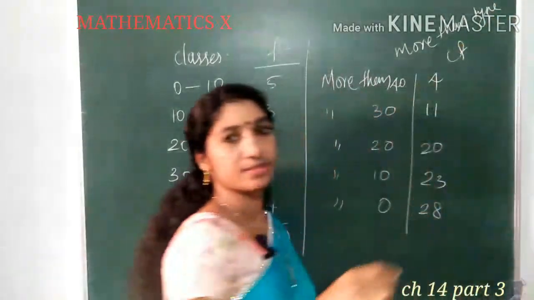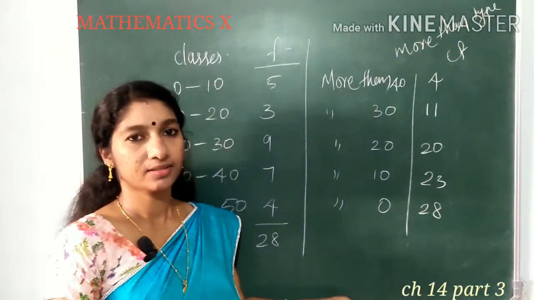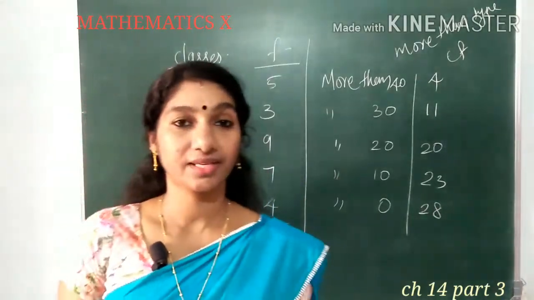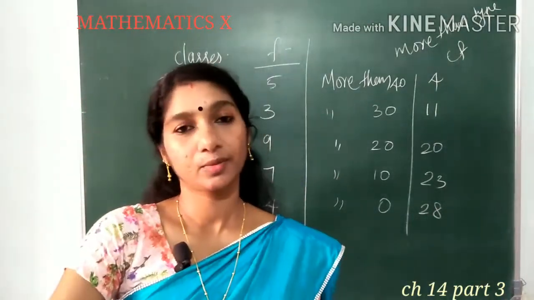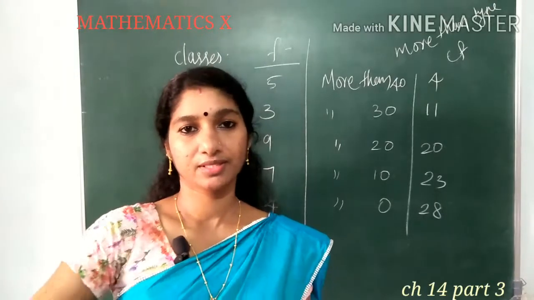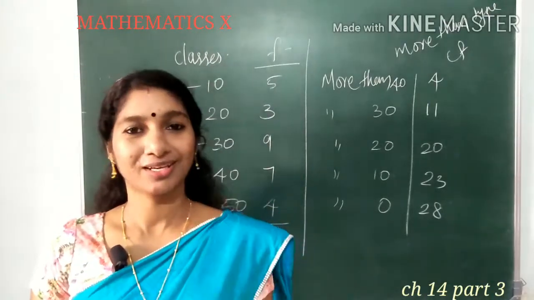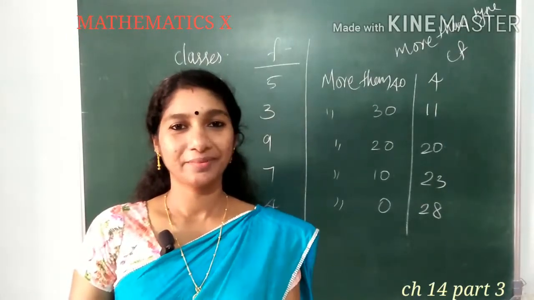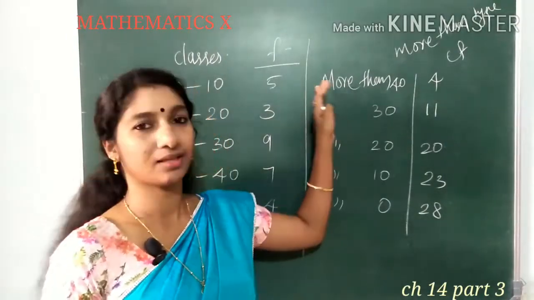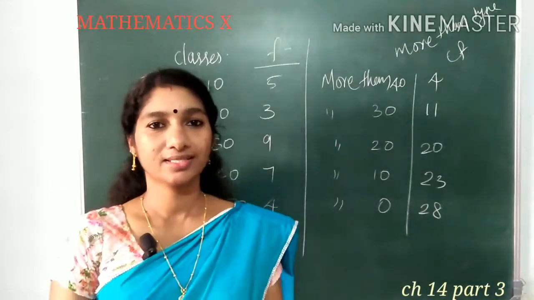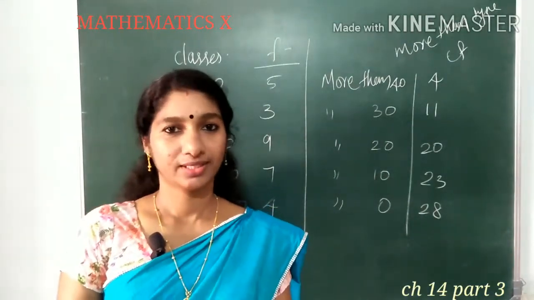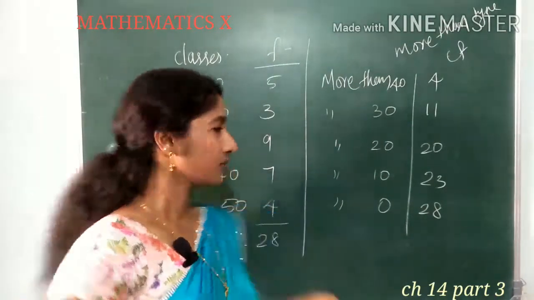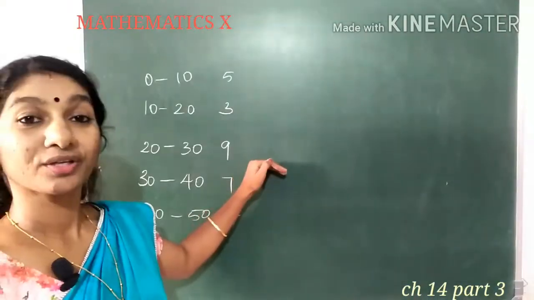cumulative frequency. Clear? So like this, two ways we can write the cumulative frequency for calculating the median, less than type cumulative frequency or more than type cumulative frequency. And I will tell you how to find the median. I didn't start to find the median. I just told two types of frequency table we can make. One is less than type and the other one is more than type. Clear? So we are going to find the median.